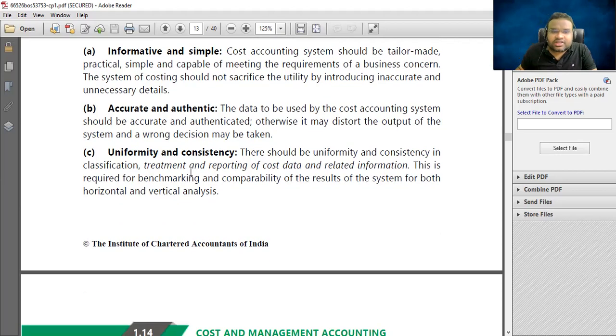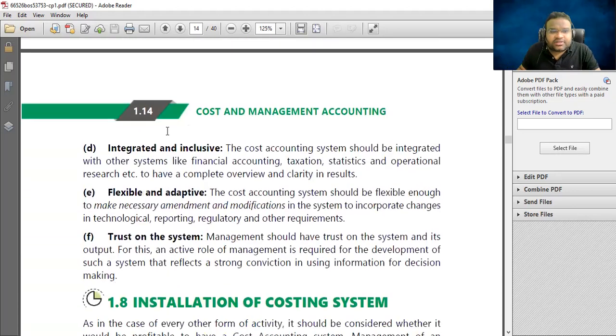Uniformity and consistency, yes, sir, very important. For example, now I have incurred some cost at the factory. If I am able to book it under one head, I should be consistent. Otherwise, last year I am booking under one ledger, this year under a different ledger, and my comparison is no more useful. It should be uniform and consistent.